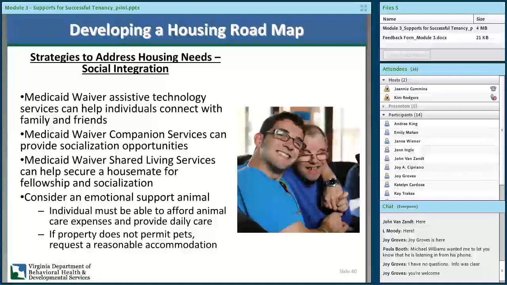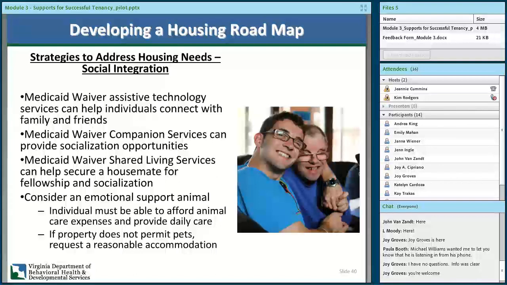The last housing need we will address is social integration. Individuals who have limited circles of support and social networks can be at risk of social isolation when they move into independent housing. Here are some strategies community housing guides can suggest to improve social integration and connections to others.